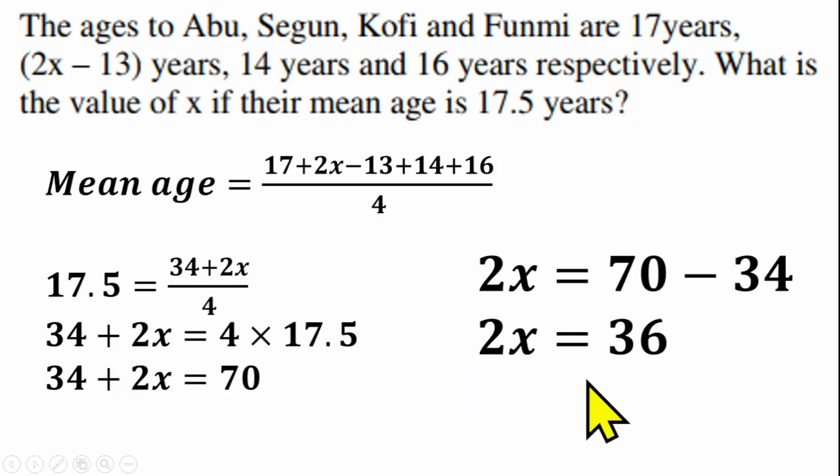Then you can now divide both sides by 2 to get the value of your x. So x will be 18 in that case. And another question could say that you should try to find the age of this person, which is Shegun. So now that you know the value of x, you can put it into this. That will be 2 times 18, which gives us 36. 36 minus 13 will give us 23. So that means the age of Shegun will be 23. But we are not asked to find that. They only asked us to find the value of x, which is what we have done.